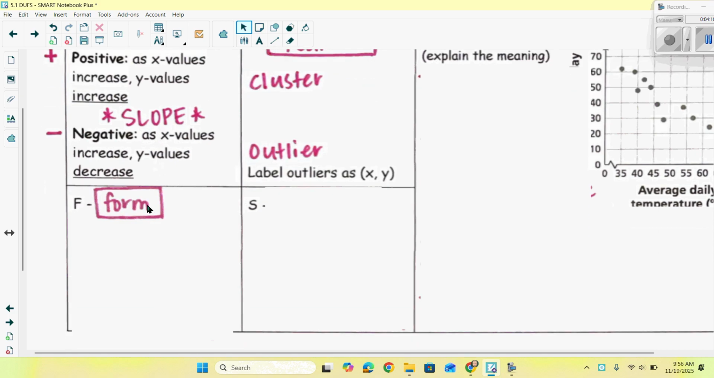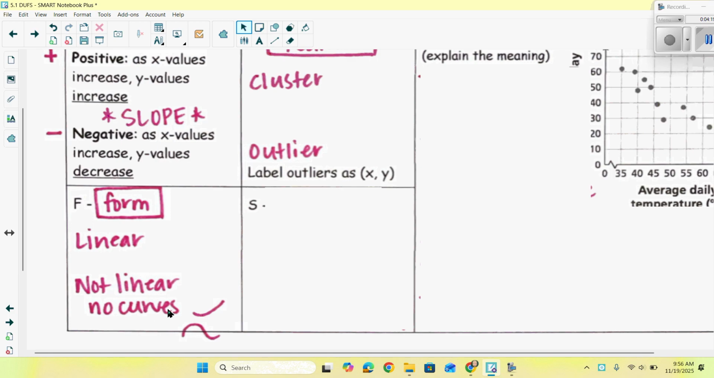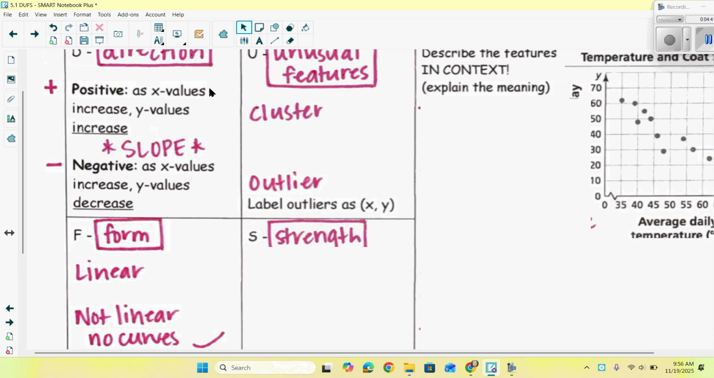F is going to stand for form. And at this point, we don't really know much besides linear graphs. There are some nonlinear, and they have different functions you'll be learning about in second semester for sure, something called quadratics. But at this point, it's either got a form that we recognize, and we'll say it's linear, or a form that we don't recognize, and then we would say nonlinear or not linear. And then finally, S is going to stand for strength. I suggest you link direction and strength together. They're pretty tangible. The U and the F get a little bit tougher, but make sure you're really dialed in on positive slope, negative slope.